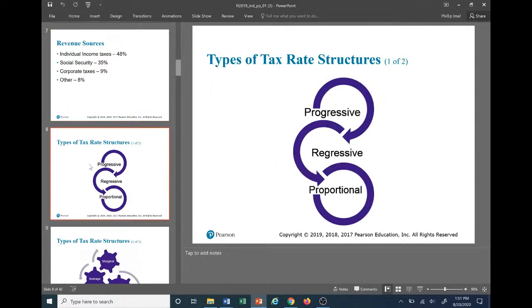Okay, next is the types of tax rate structures. And this one is pretty important because obviously this is the type of tax rate structures that we're going to be dealing with in the course.